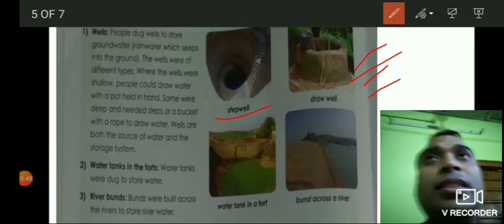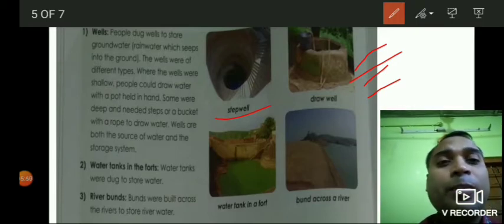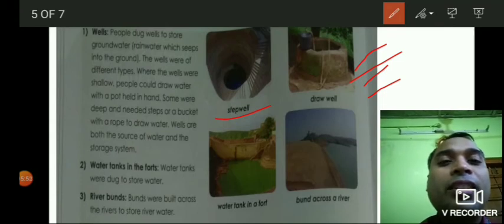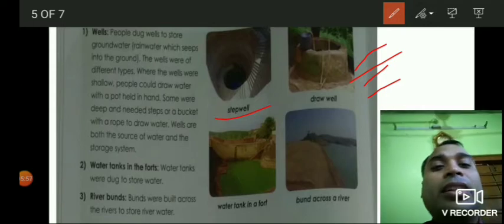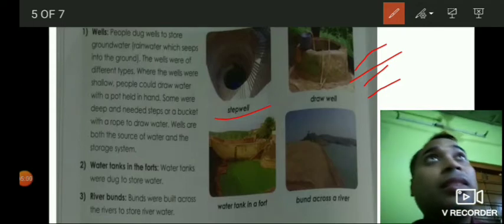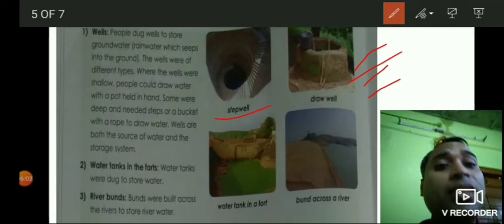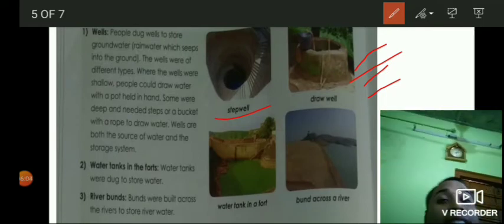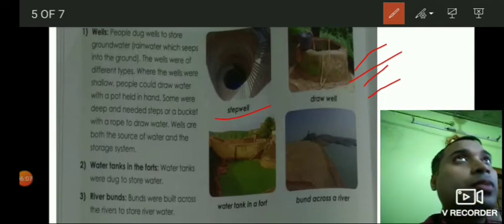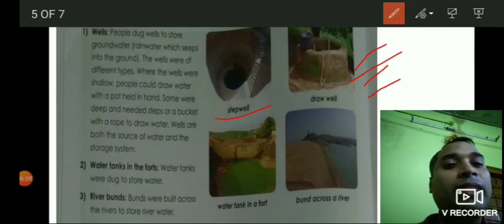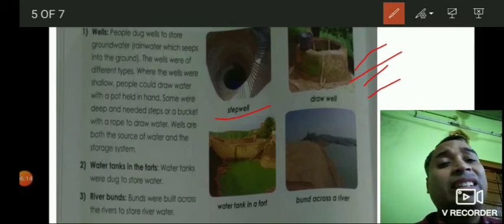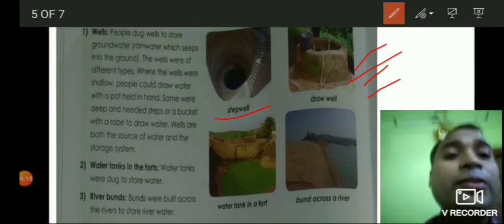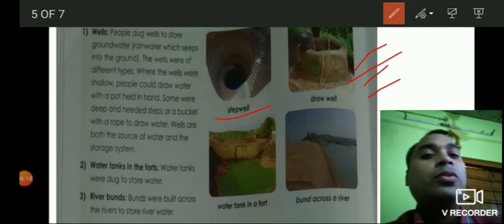Now there were certain wells which are not that deep. People could easily take out the water with their hand, with a pot in the hand. But at the same time, there are many wells, which is generally the case, that are quite deep. So for that we need to tie a rope with the bucket, and then we have to draw it from the well. And at the same time, in earlier days there were certain wells where steps were there to go inside deep and then take the water and then come back.